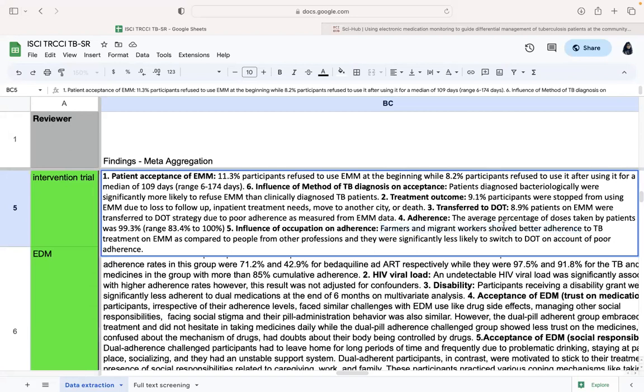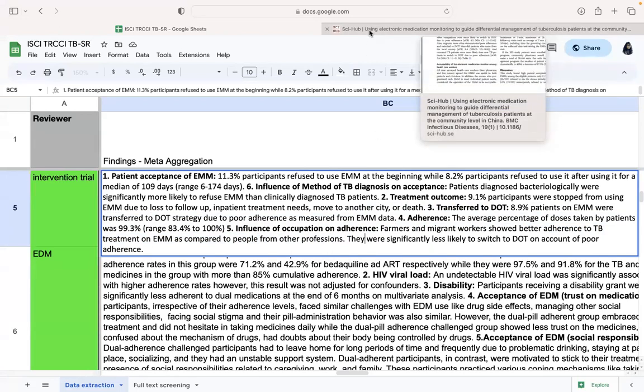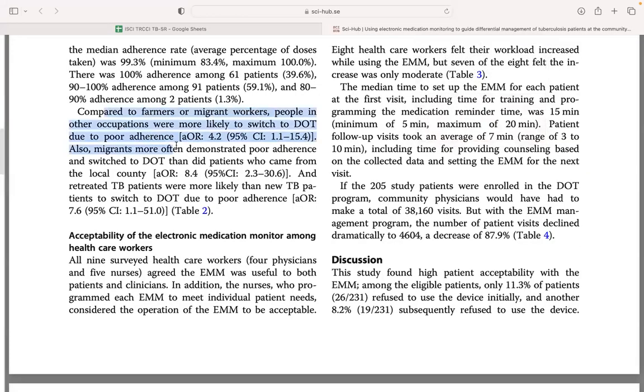So farmers and migrant workers showed better adherence to TB treatment on EMM as compared to people from other professions. So I can put a full stop here and say they were significantly less likely to switch to DOT on account of poor adherence, right? So I'm now happy with these two sentences and I have conveyed this meaning as well. Remember, I did not mention the OR.